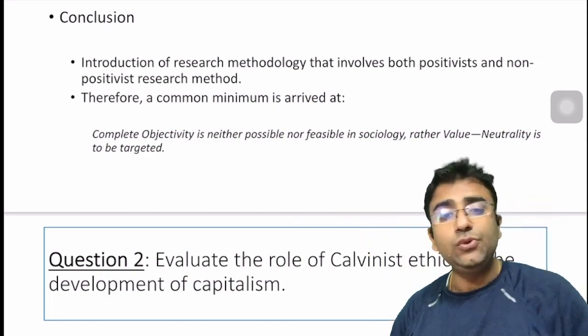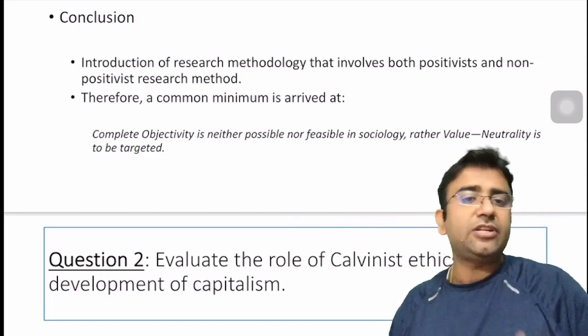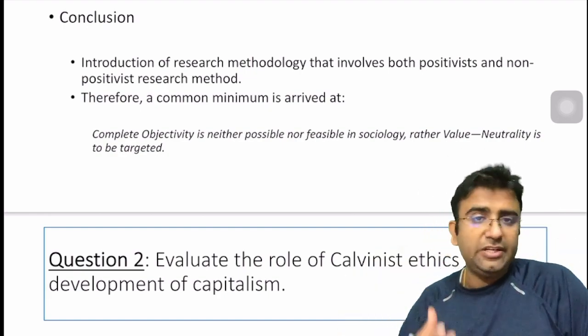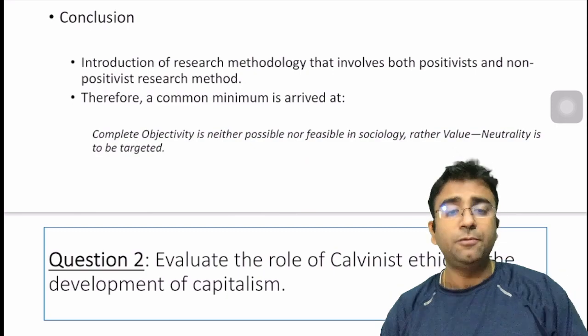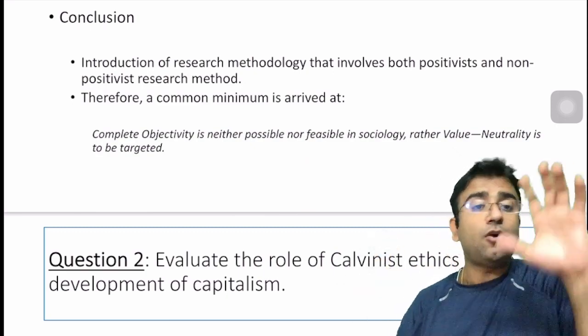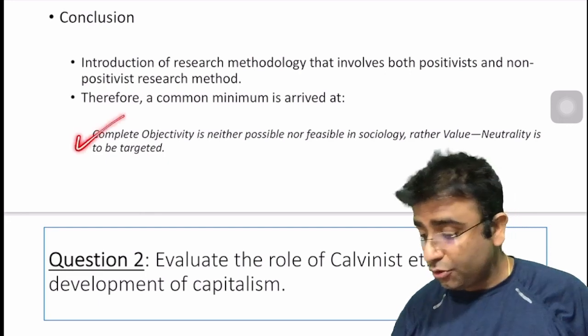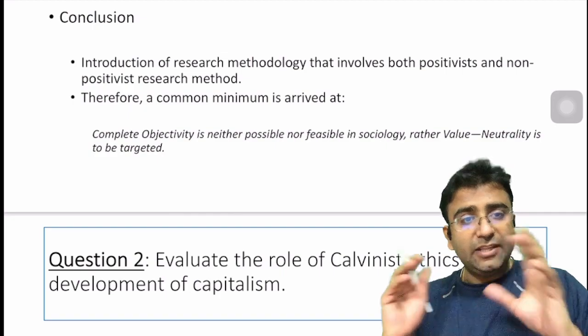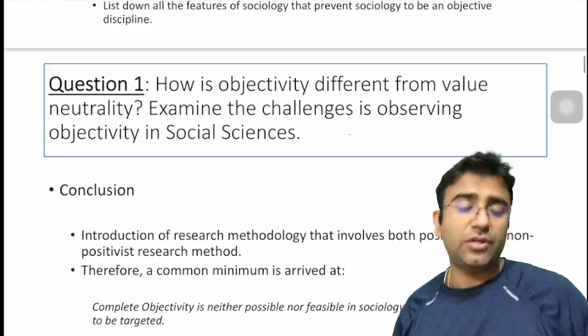Rather, using tools like Verstehen, ideal type, and other research methodology, we have tried to attain value neutrality as envisaged by Max Weber. This will become your conclusion. You can say that complete objectivity is neither feasible in sociology nor possible. Are you clear? And this is how you are going to conclude your first answer.